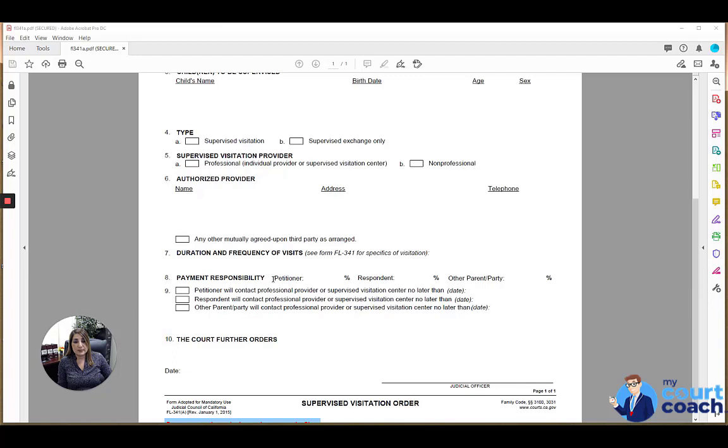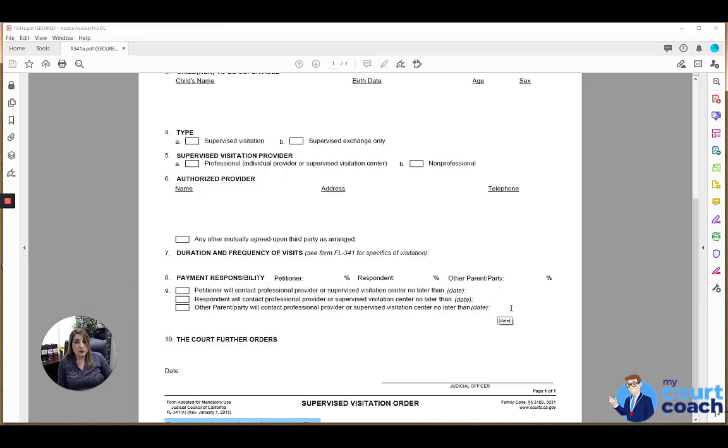So if the court makes specific orders on how the payment is to be made, you would write that into field 8. And again, if it is subject to reallocation, you could always add that language into field 10, which is kind of our catch-all other orders section. Field 9, if the court makes orders on who is to contact the professional provider, then you would identify that person and mark the correct box in field 9. And if there's a date given by which they have to make that contact, it is listed to the very far right.